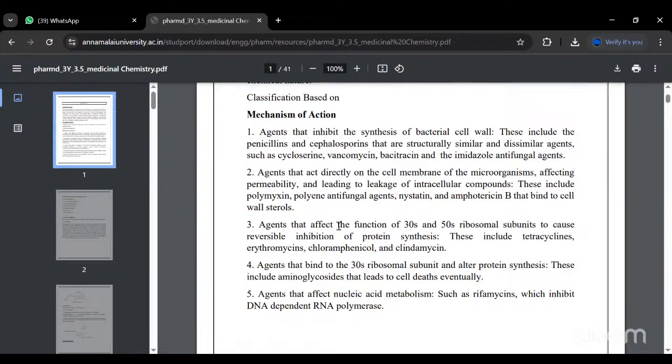Agents that affect the function of the 30S and 50S ribosomal subunits to cause reversible inhibition of protein synthesis. These include tetracycline, erythromycin, chloramphenicol, and clindamycin.